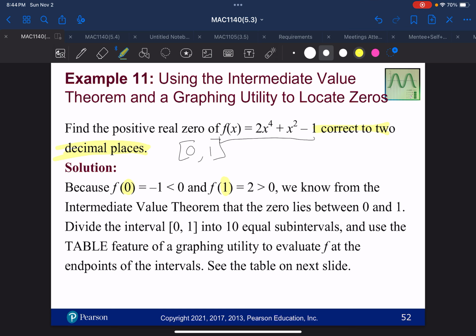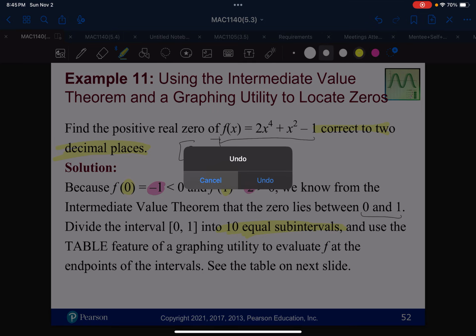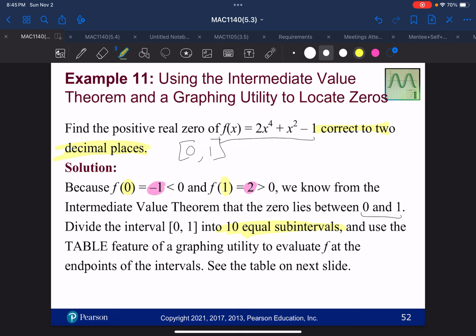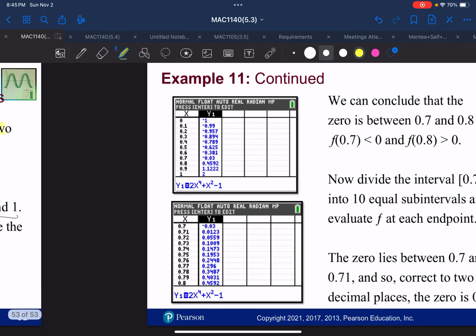So when I plug in 0 here, I get negative 1, which is less than 0. And when I plug in 1, I get positive 2. So because I have different signs, we know that there is a 0 between 0 and 1. So I can keep going and divide this interval into 10 equal sub-intervals and use the table feature on a graphing calculator to evaluate f at the endpoints of the intervals. And then I can keep using the intermediate value theorem until I find where this 0 is exactly to 2 decimal places. So let me explain.